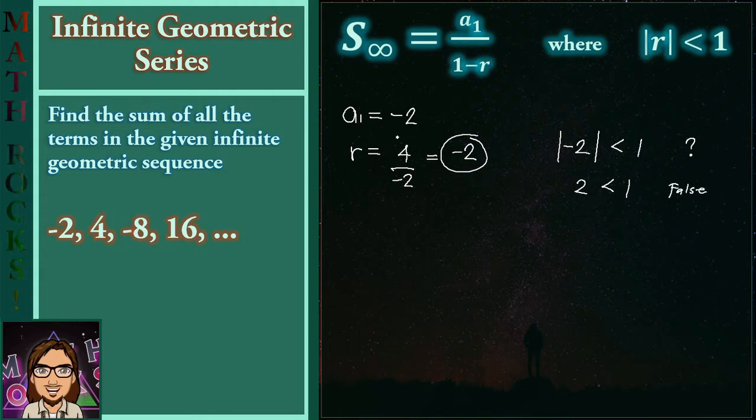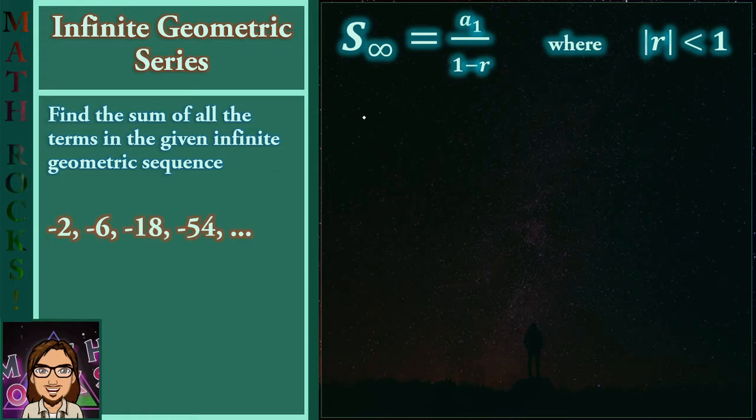That means we will not apply such formula to find the sum of all the terms in this given infinite geometric sequence. Anyway, this formula is only applicable for such condition about the value of r. Just to give you additional information, this formula is only applicable to convergent series. This formula is not applicable for divergent series. And let us proceed immediately with our next example.